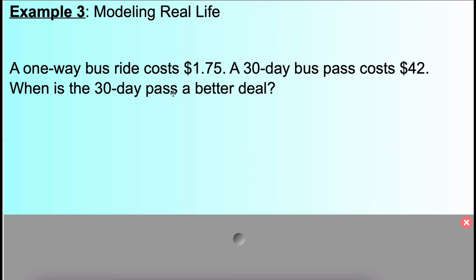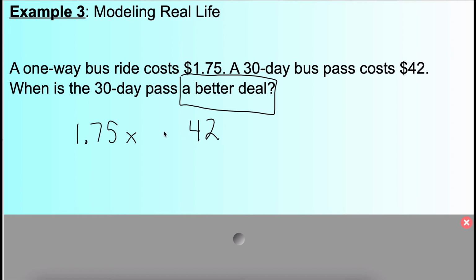A one-way bus ride is $1.75. On the other hand, you can buy a 30-day bus pass, which is $42. When is the 30-day pass a better deal? So whenever you're looking to see when something is a better deal, that's when that thing is cheaper. So it's $1.75 per ticket. On the other hand, you could buy one 30-day pass, which has unlimited rides, for $42.